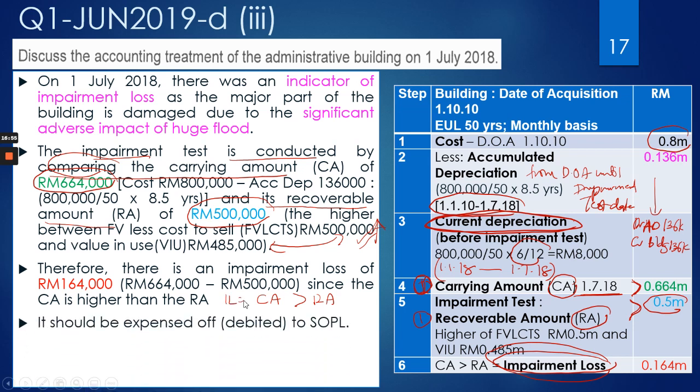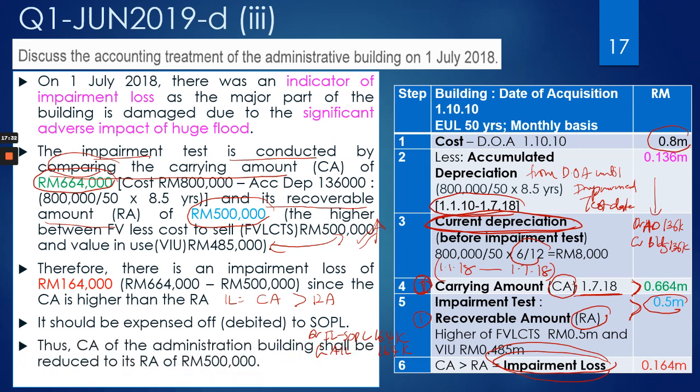And talk about the accounting treatment. So it will be expensed off directly to the SOPL. Why? There is no previous asset revaluation reserve balance related to the admin building that was impaired. Okay, so you will just go and debit straight away to the SOPL like this. Debit impairment loss in SOPL with the amount 164. Credit accumulated impairment loss 164. Right, if you are asked to do the journal.